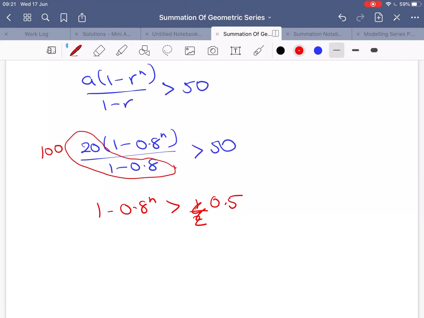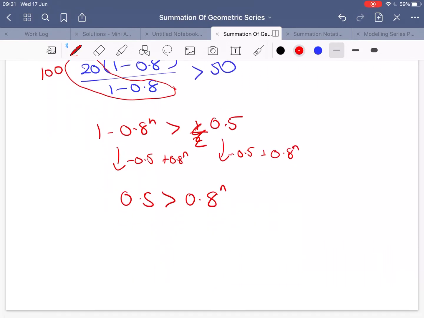Okay, so then add 0.8 to the power of n to both sides, take away 0.5. So I'm going to take away 0.5 from both sides. I'm going to add 0.8 to the power n to both sides to get that on the other side. And I'd have 0.5 is greater than 0.8 to the power of n.